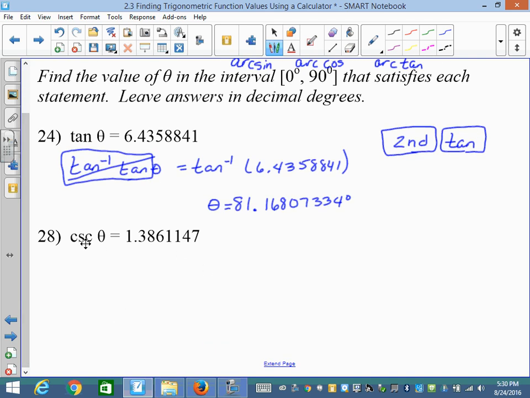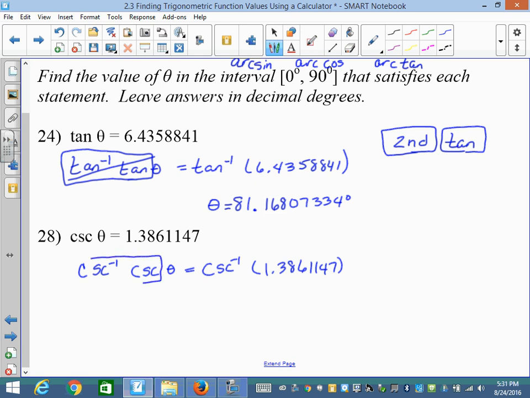Okay. Now again, here we have a cosecant. If you have an Inspire, the arc cosecant is on there, but our 84s do not have that. So what we're still going to go through is this: arc cosecant of the cosecant of theta equals the arc cosecant of 1.3861147.